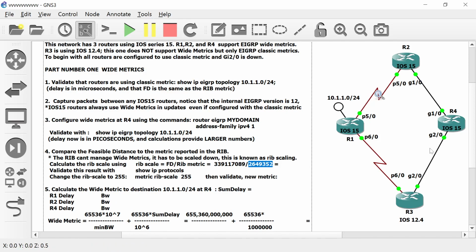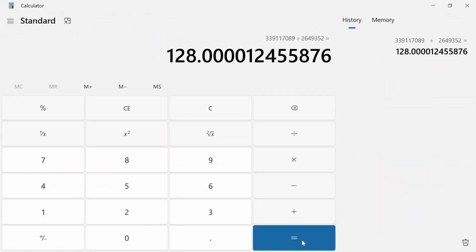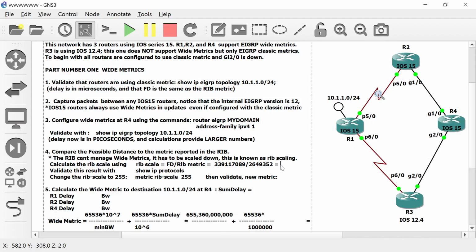this number. So the feasible distance by metric gives me 128. So the RIV scale now is 128. Validate this result with this command, and then we'll have to change it with this configuration command.